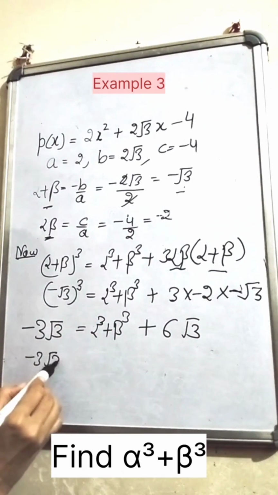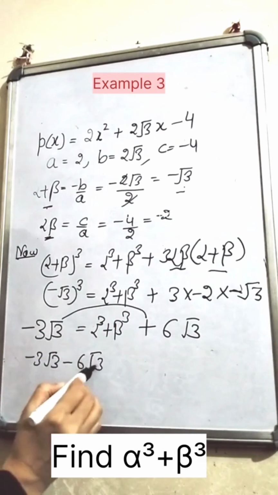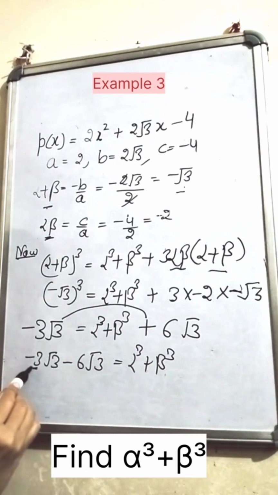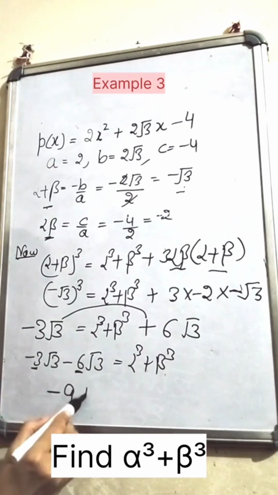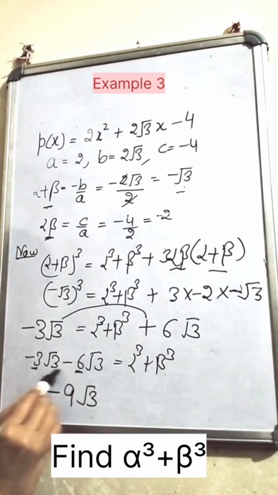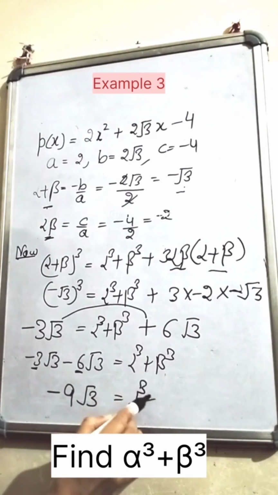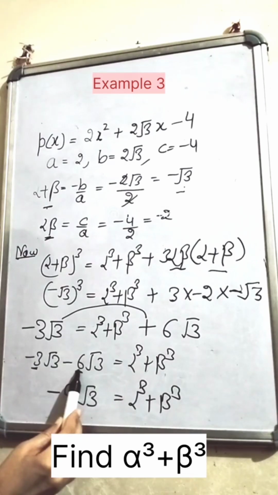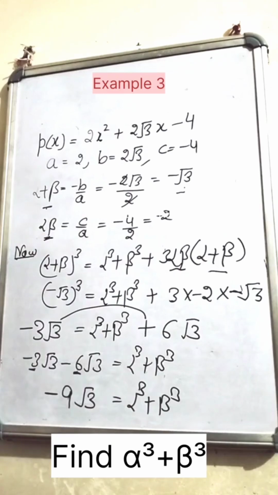Minus 3 root 3 plus, on the other side minus, is equal to alpha cube plus beta cube. Now 3 and 6 is 9, both are minus so they will be added. Sign is same, root 3 remains root 3. So alpha cube plus beta cube, because both signs are minus, they will be added. Because of the same sign, they will be added.